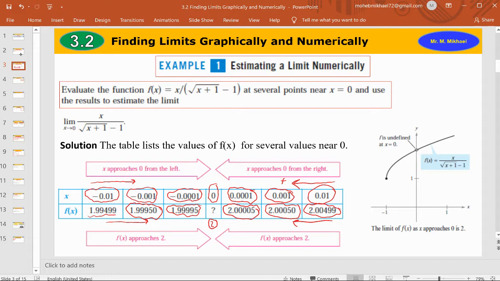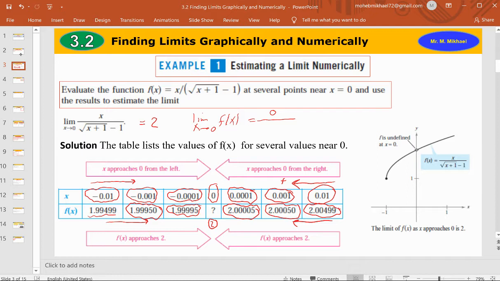So the limit, according to my numerical approximation, is equal to 2. And you may ask me a question. Why don't we do direct substitution? Why don't we take f of x and find the limit of f of x when x approaches 0? My answer is, if you do direct substitution and you put 0, you will have 0 on the top, and this is not a big problem.